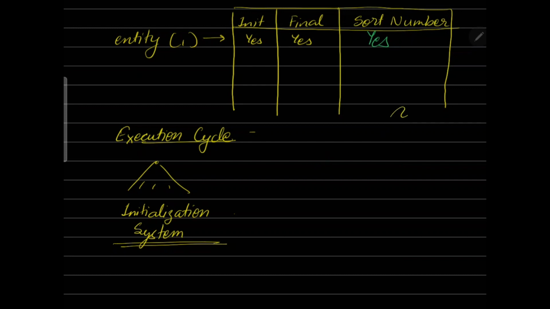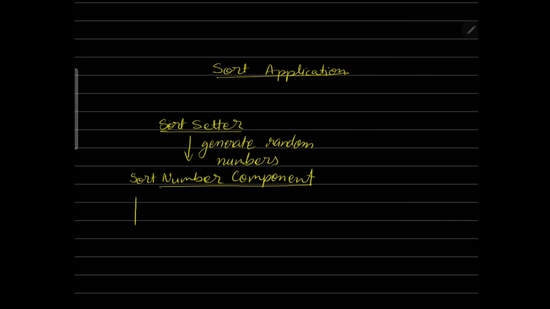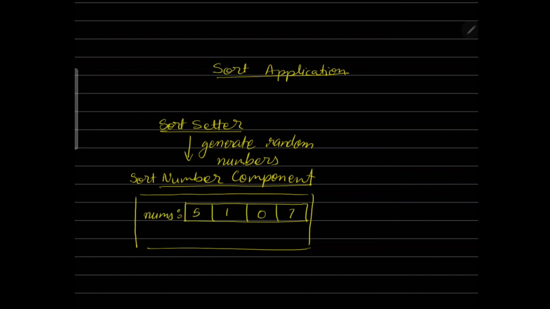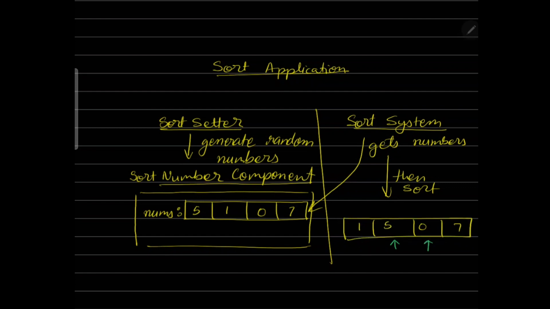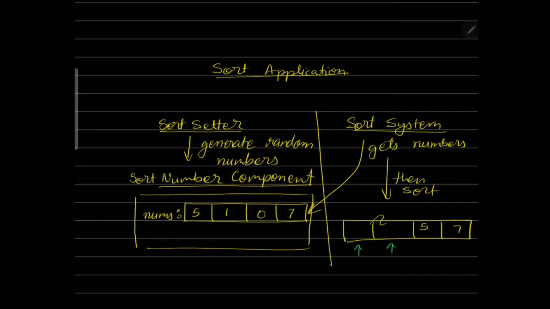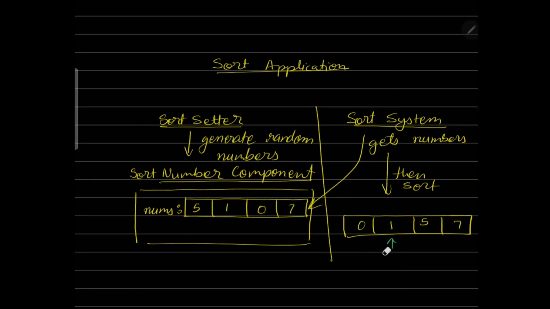The component that we will add is the sort number component, which is required by sort setter and sort system. Now that our entity is ready for action, the sort setter adds an array of random numbers to the component, and by doing so, it provides the data required for the sort system to work its magic. The sort system springs into action, sorting those numbers by using the bubble sort algorithm. It operates on the sort number component attached to our entity, transforming the data into the desired order.